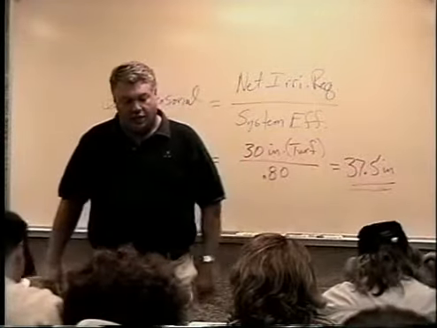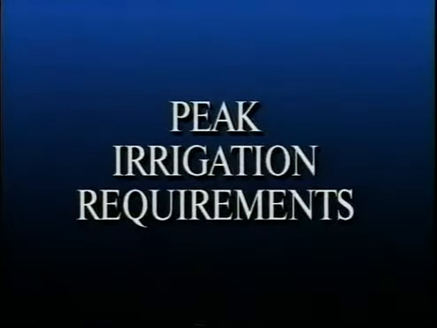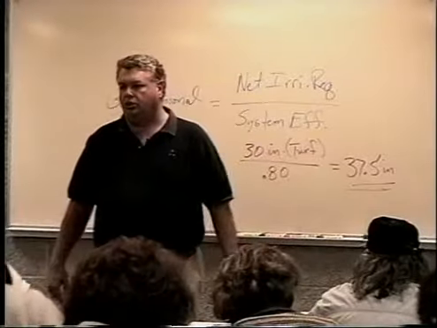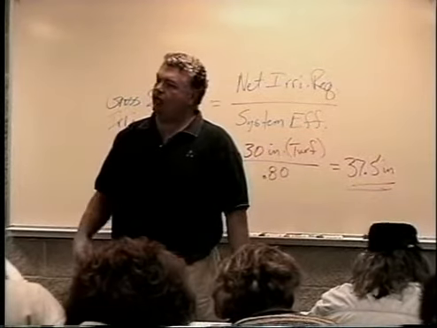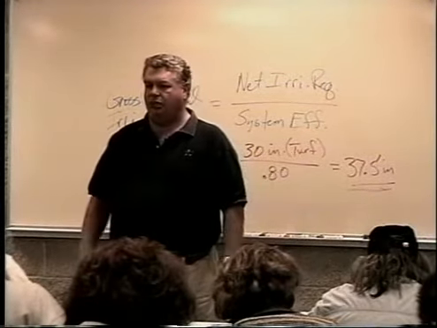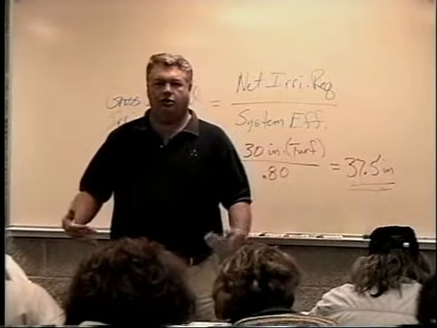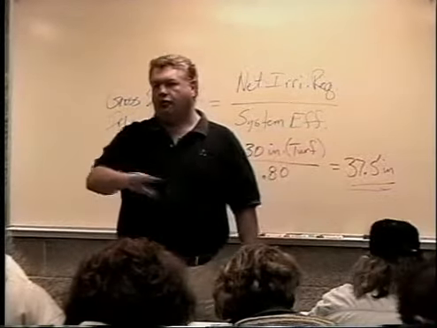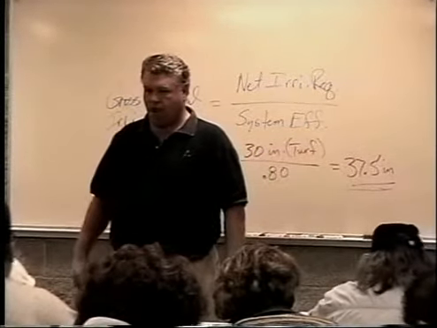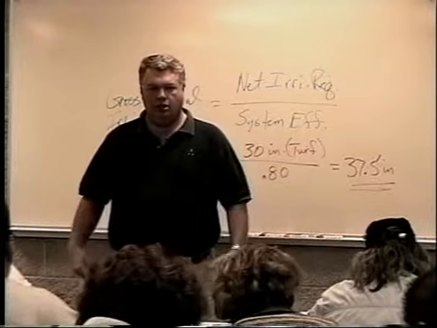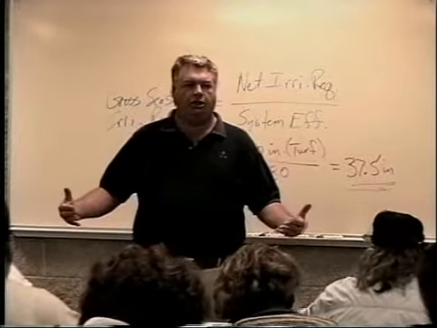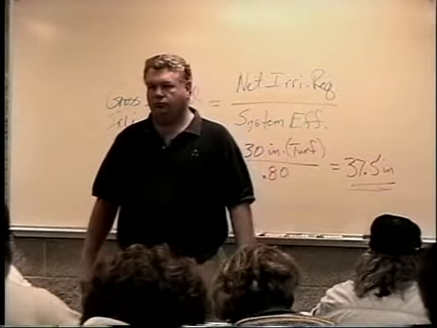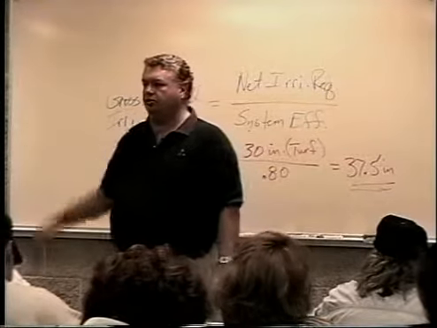Now, there's another aspect we have to be concerned about, and that is the peak irrigation requirement. The peak is obviously going to happen during the hottest part of the year. So now we have to design the capacity of the system to be able to handle the hottest part of the year. We don't design it for an average over 12 months, obviously. In most places there's 6 months we never irrigate. We also don't average it over the 6 months we irrigate.